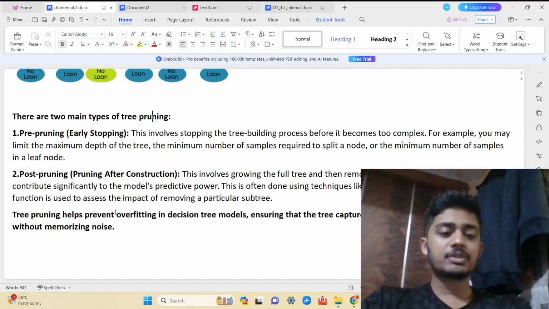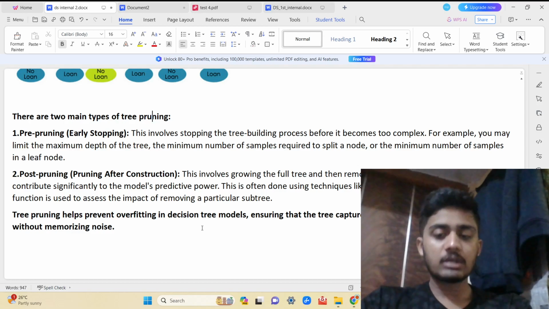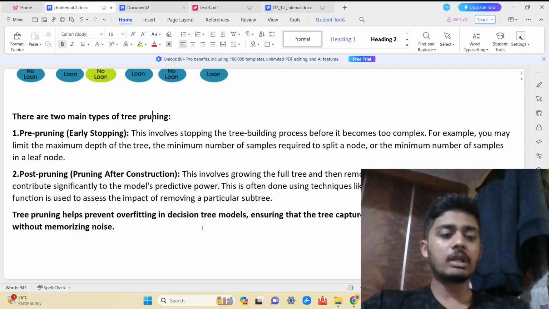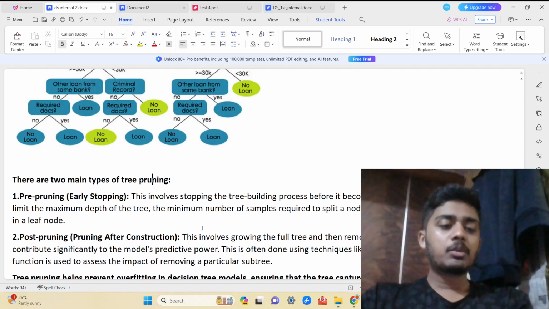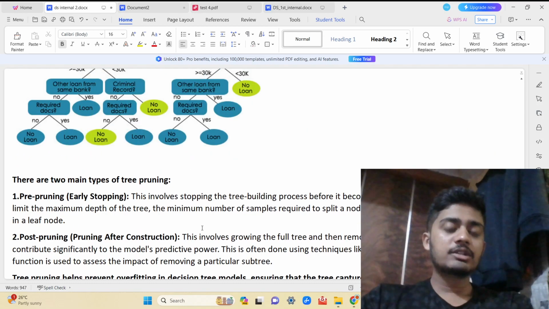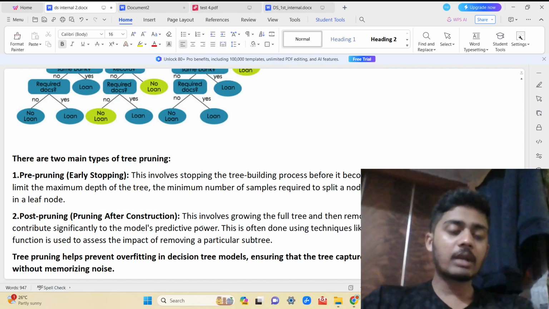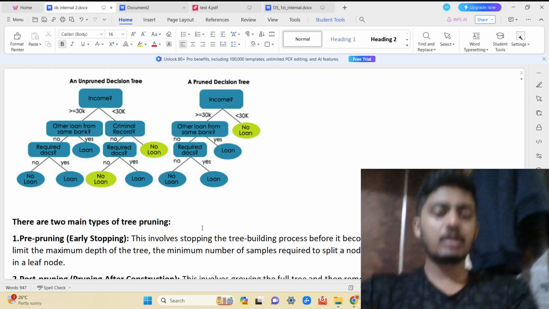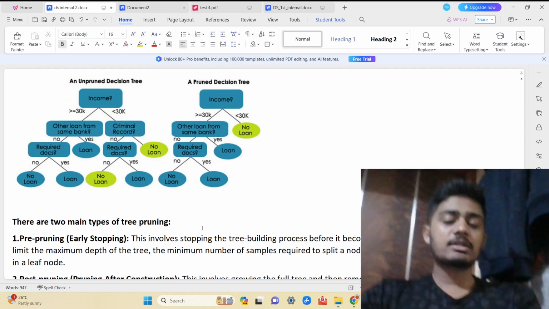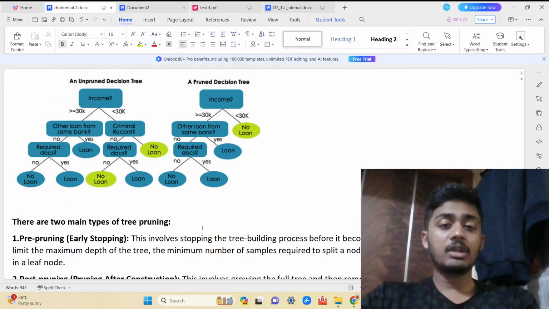Tree pruning helps prevent overfitting in decision tree models and ensures that the tree captures the essential patterns in the data without memorizing the noise. So basically, pruning makes a decision tree get rid of the unnecessary noise and makes the decision tree much more precise and shorter to be analyzed.